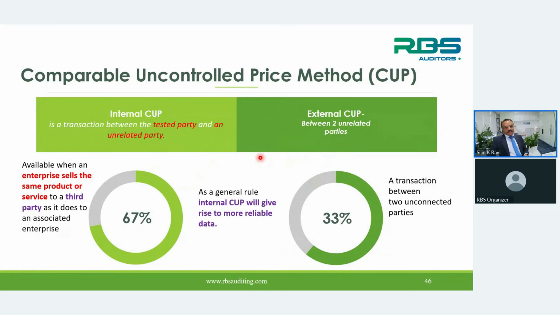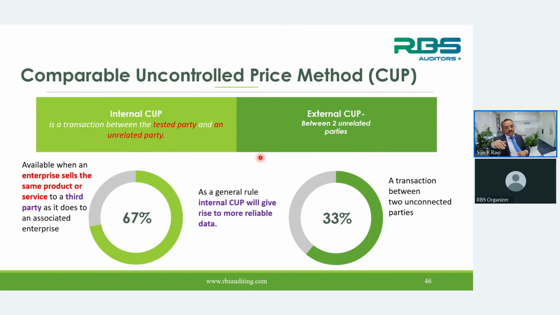So there is an internal CUP. Internal CUP means internally you can analyze the transaction with an unrelated party. You have two parties: one is a related party transaction, and the second is an unrelated party transaction, within the organization itself. For example, company A is selling to company B, which is situated in another country. You are doing a sale to that related party, and you are selling the same item to an unrelated party in another country. Then you can compare that pricing, because you have a transaction within the group itself. That's why the internal CUP means a transaction between a tested party and an unrelated party.